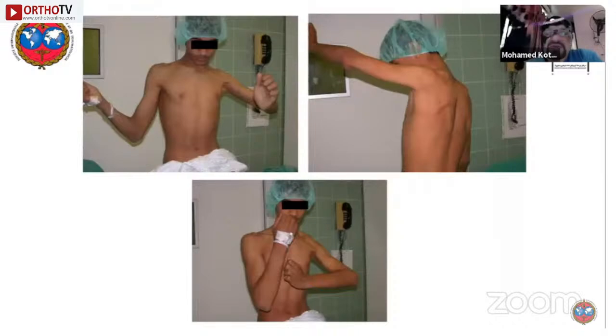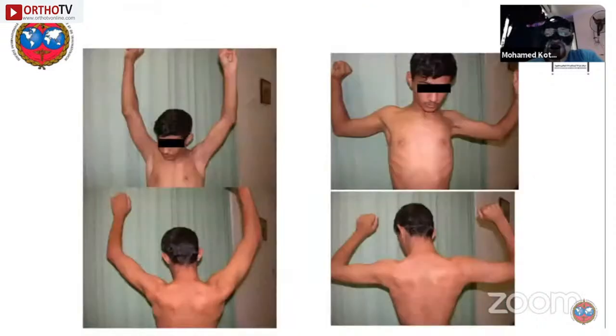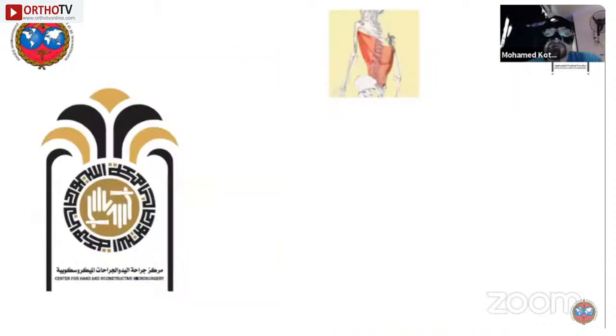Can this be used in adults? Yes, but we usually combine it with the teres major transfer to have a more powerful muscle to make this rotation of such a shoulder, and you get excellent results for such patients by combined latissimus and teres major transfer for the infraspinatus.